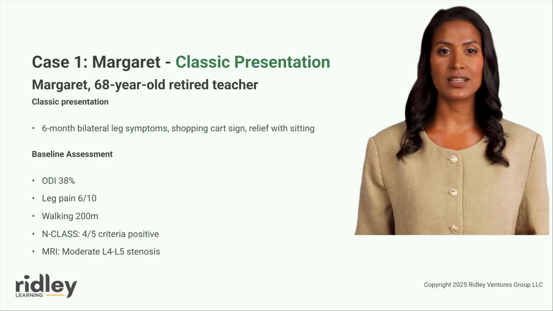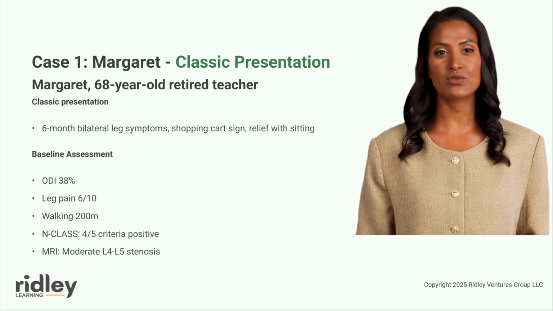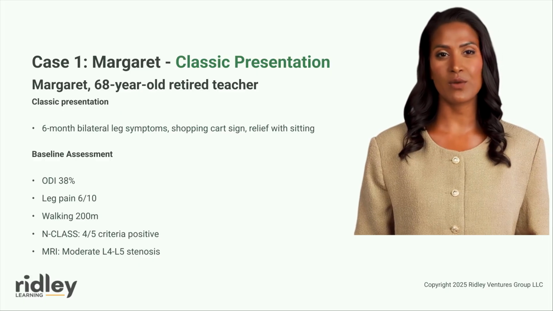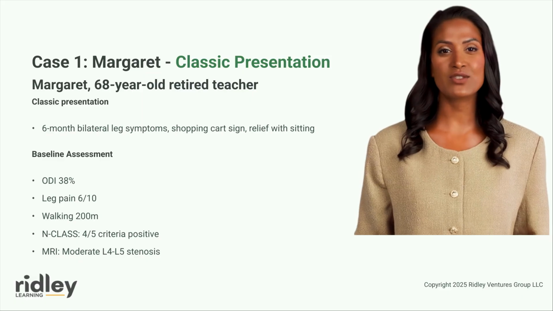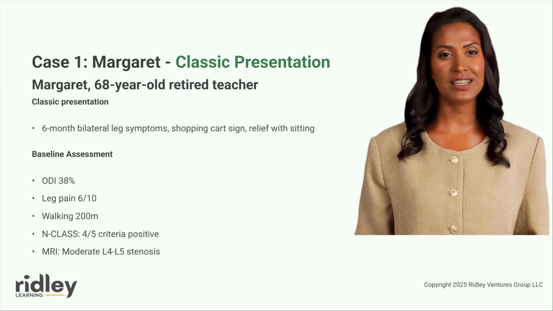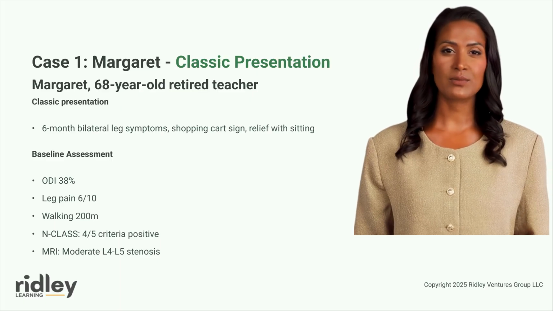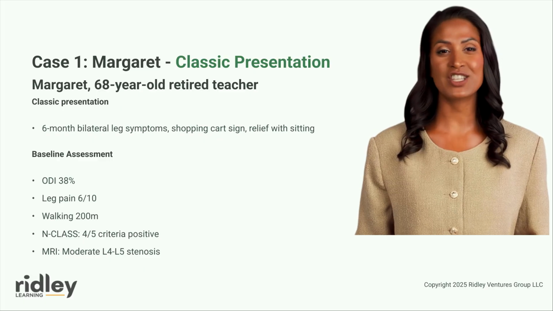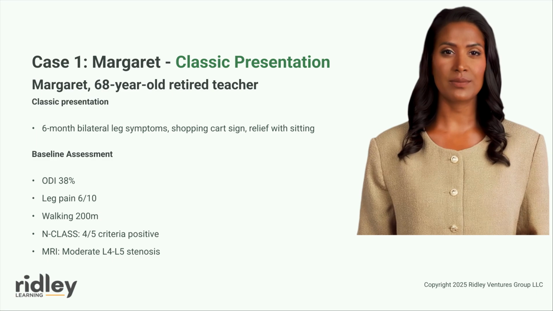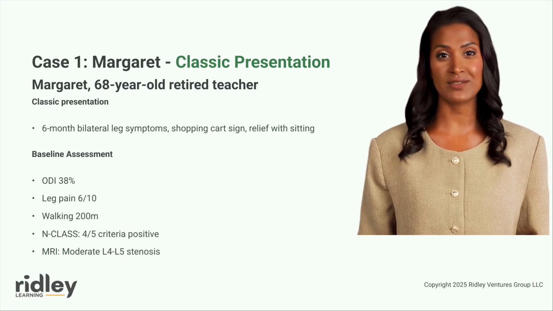She has noticed that leaning forward on her shopping cart provides relief and allows her to continue walking much longer than when walking upright on the street. Sitting relieves her symptoms within 2 to 3 minutes, after which she can resume walking until symptoms recur. She denies bowel or bladder changes, saddle anesthesia, or night pain. Her goal is to return to her twice-weekly walking group and maintain her independence in community activities.